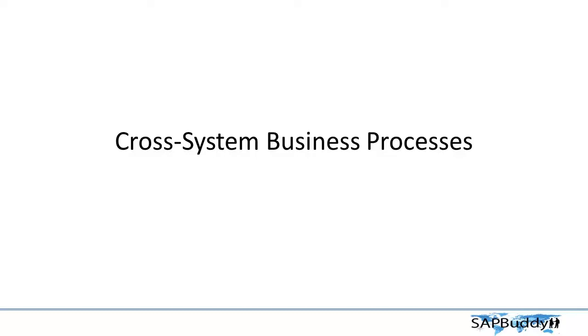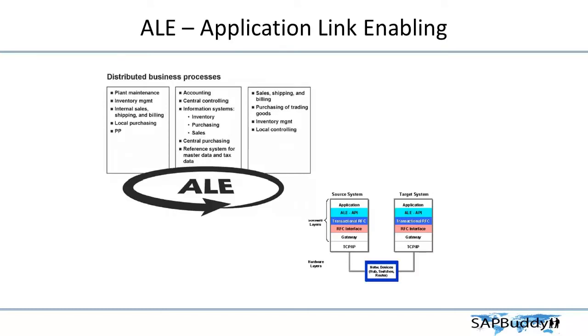So here what happens is the RFC function is there. It's just a remote function call in order to connect to a different system. However, how do we integrate two business processes? For this reason, we have ALE, Application Link Enabling. Using Application Link Enabling, you can create a business process which is distributed, or we can create an application which is distributed in different systems.